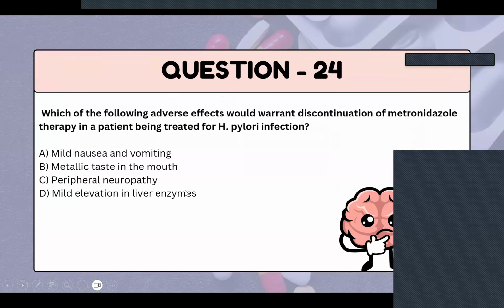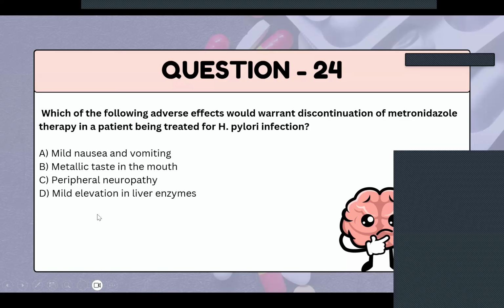Which of the following adverse effects would warrant discontinuation of metronidazole therapy in a patient being treated for H. pylori infection? A. Mild nausea and vomiting. B. Metallic taste in the mouth. C. Peripheral neuropathy. D. Mild elevation in liver enzymes.